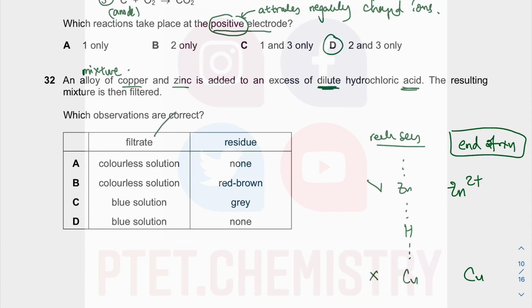So filtrate is the soluble stuff, the thing that passes through a filter paper. Residue is the solid, the thing that you collect on the filter paper. So you will collect copper solid as residue, and Zn2+ salt in the filtrate. We are looking at a colorless solution because there's no Cu2+, because copper does not react with dilute acid. And you will get a red-brown residue, a pinkish residue sometimes they say. That is basically the copper, which is unreacted.